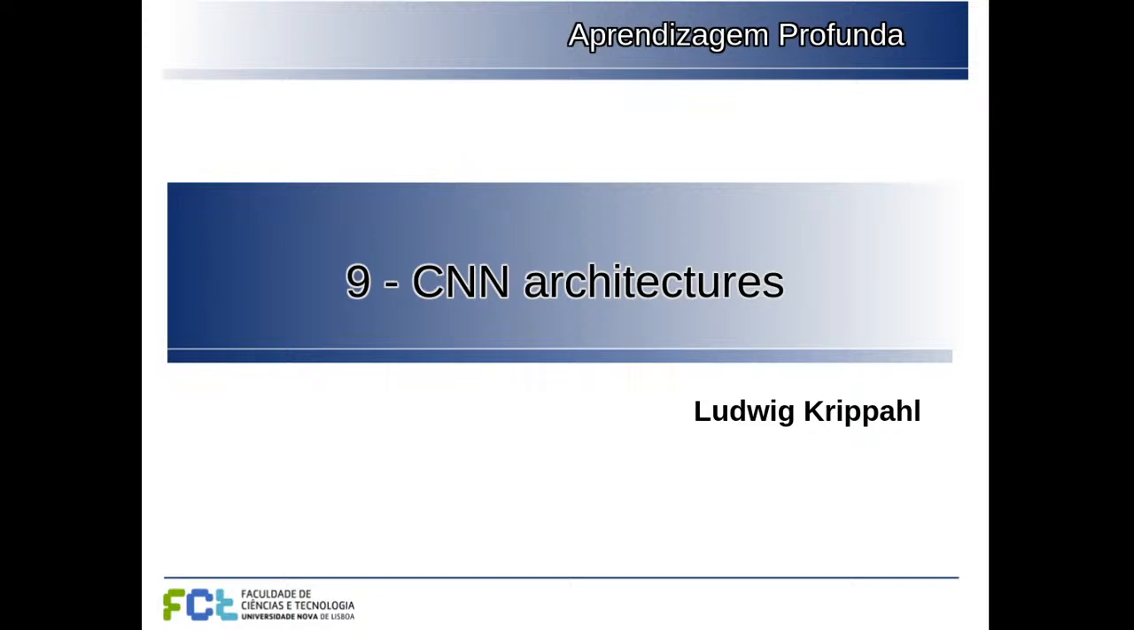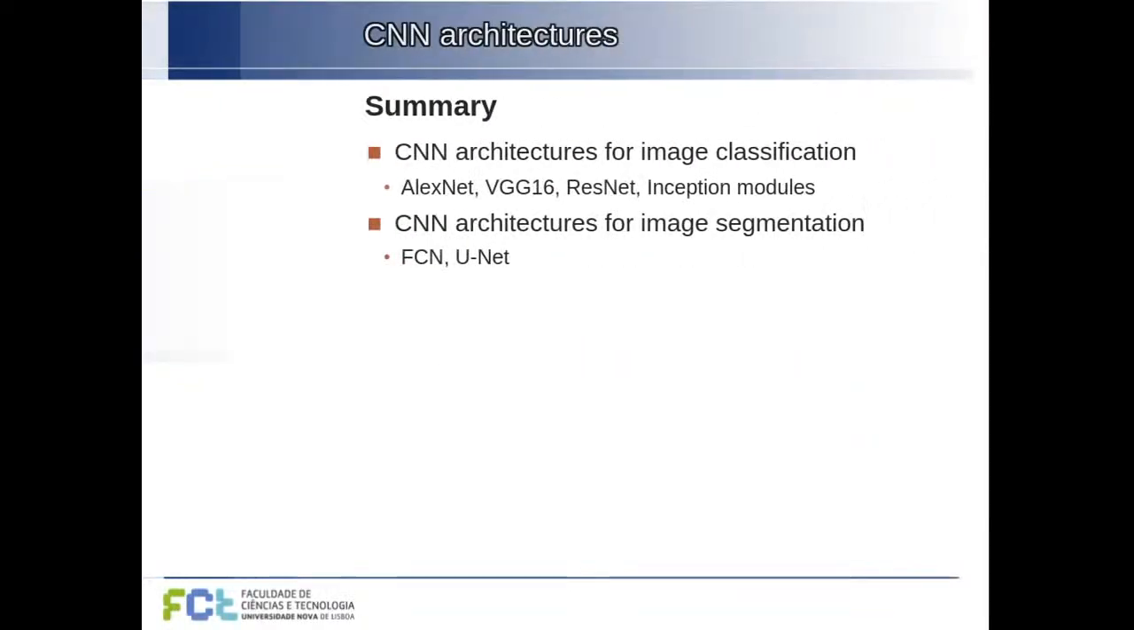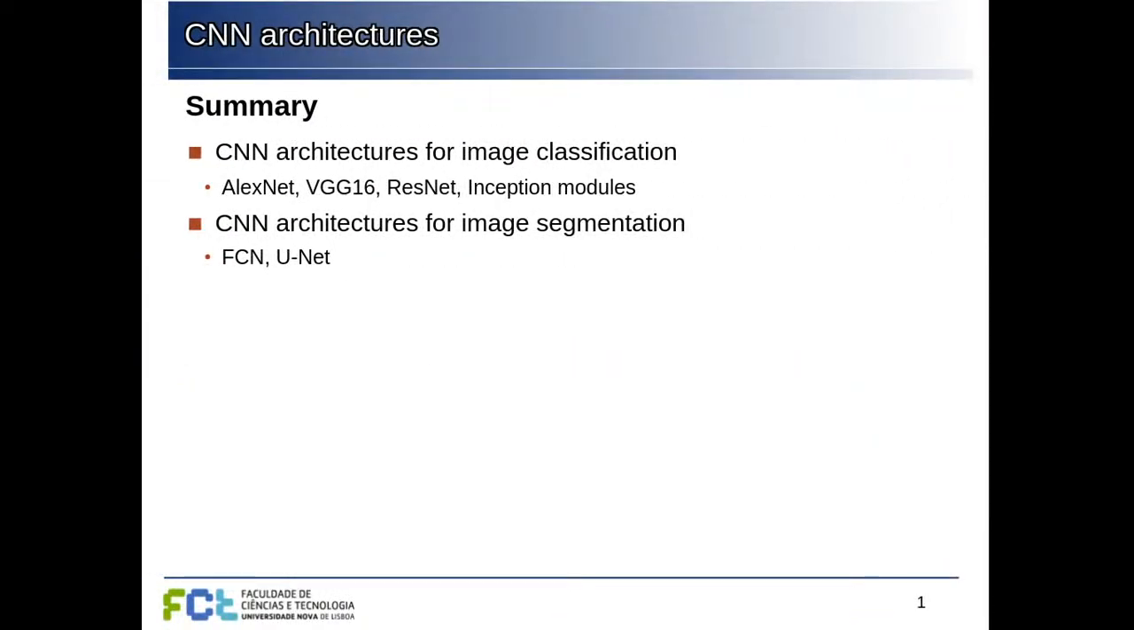Today I'm going to talk a bit about some convolutional architectures for image classification and image segmentation. And after the break, I'm going to introduce the Keras functional API and talk a bit about the second assignment.